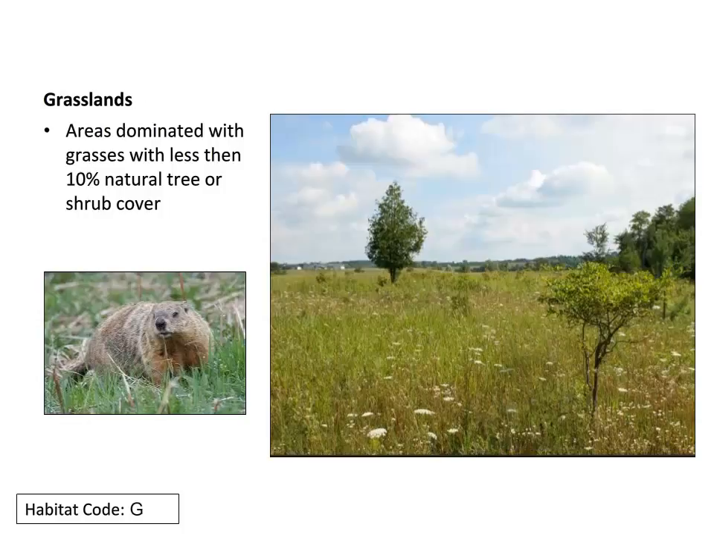Grasslands are areas dominated with grasses, with less than 10% natural tree or shrub cover. These areas are excellent areas to observe wildlife such as songbirds or groundhogs. These areas will also contain other animals such as coyotes or ungulates like deer at dawn or dusk.